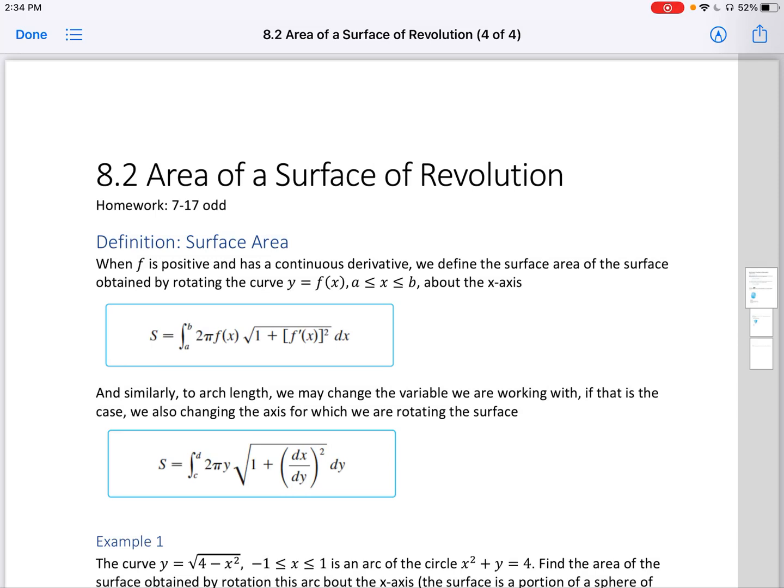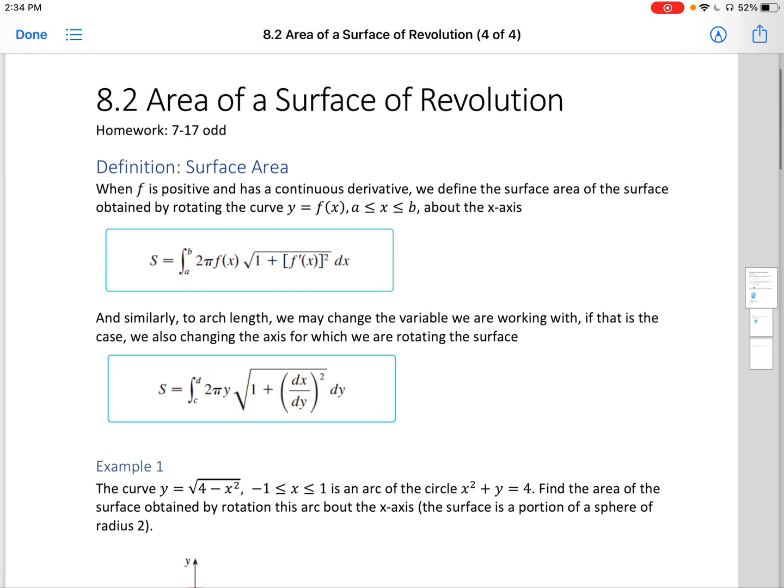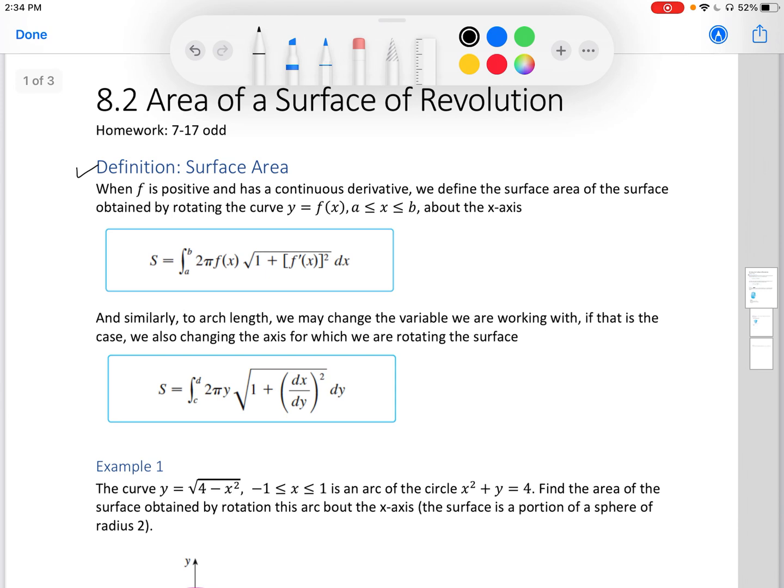Section 8.2, area of a surface of revolution. Let's begin with a definition of surface area. When f is positive and has a continuous derivative, we define the surface area of the surface obtained by rotating the curve y equals f of x on the closed interval [a, b] about the x-axis.